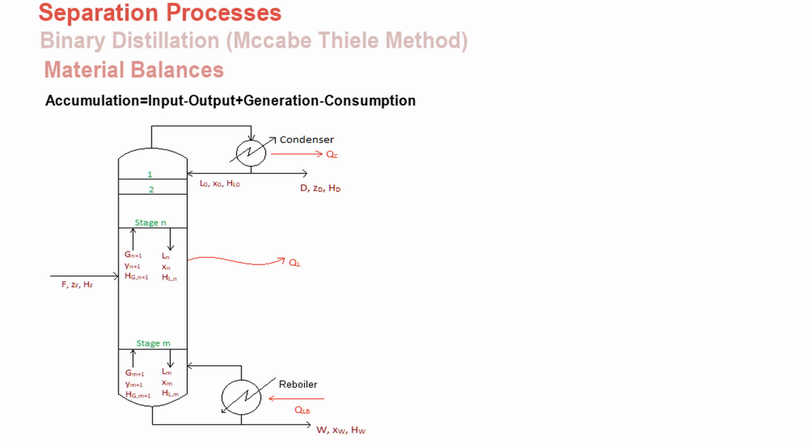In this video, we'll be talking about binary distillation, more specifically developing material balances to utilize in the Cape-Tail method. Now, the first step is to understand how to develop a material balance. It stems from this equation that you can see here. Accumulation is equal to input minus output plus generation minus consumption.